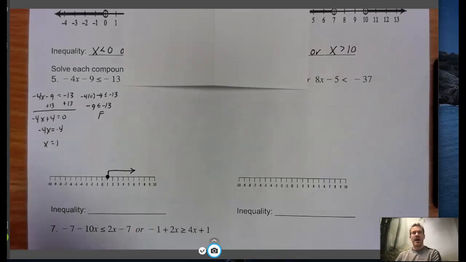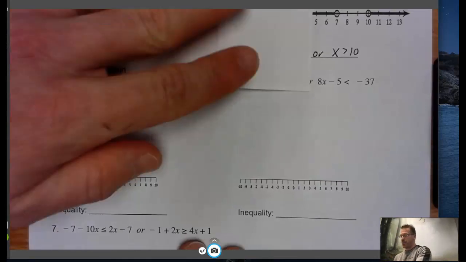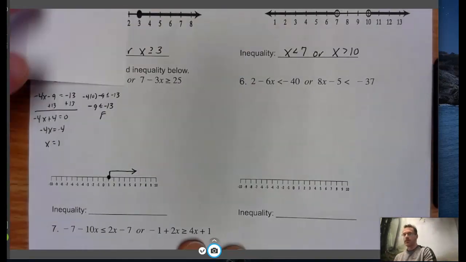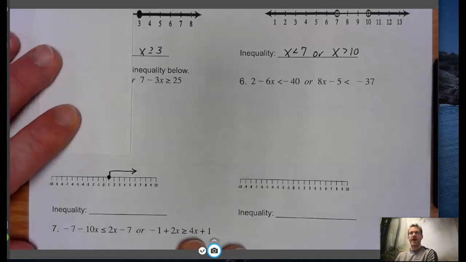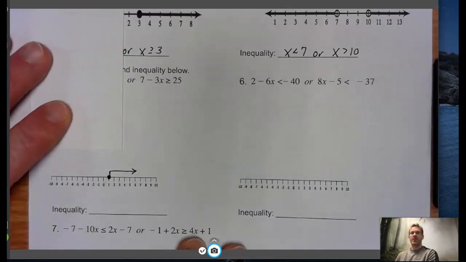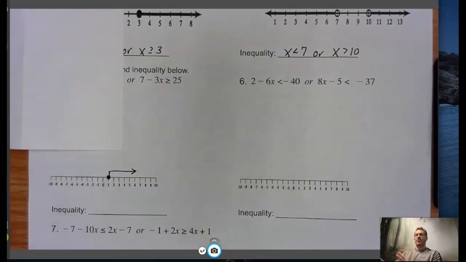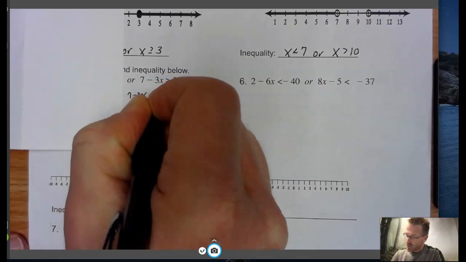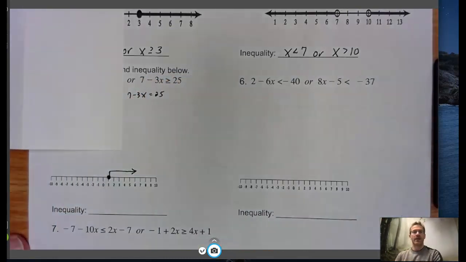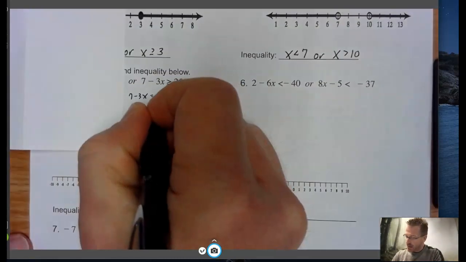All right? So now, though, we're not done because we have an or here. Or it could be that. So once again, I'm not going to concern myself with what happened over here. I'm going to ignore that. I'm going to work this as a completely separate problem. So we're going to go through that process. So 7 minus 3x equals 25. All right? So subtract 25 from both sides.